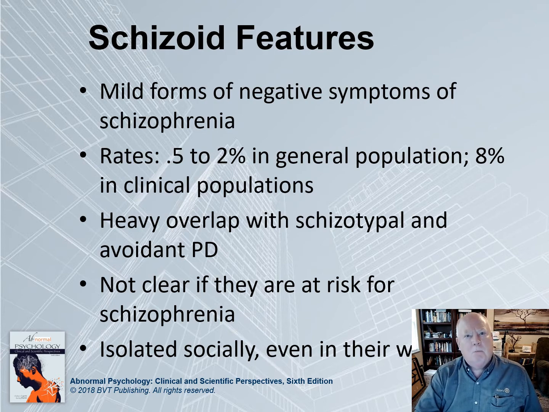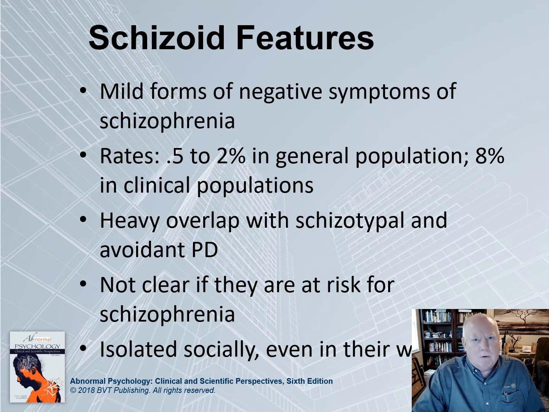People come in for treatment because they're depressed, or they're anxious, or they're having difficulty functioning in certain situations. So people with this personality disorder, and in fact, most of the personality disorders, are overrepresented in clinical populations, perhaps because the personality traits are leading them to develop some symptoms that are distressing to them. Heavy overlap here with schizotypal and avoidant personality disorder, but for very different reasons. We'll talk more about that when we get to schizotypal and avoidant personality.